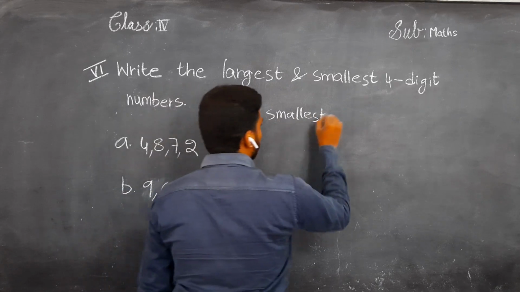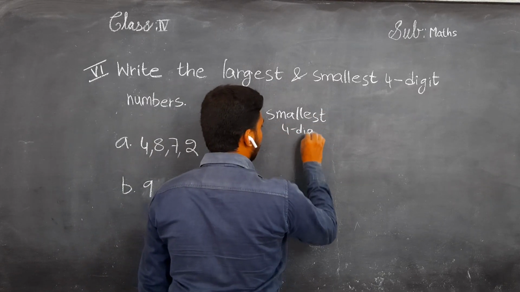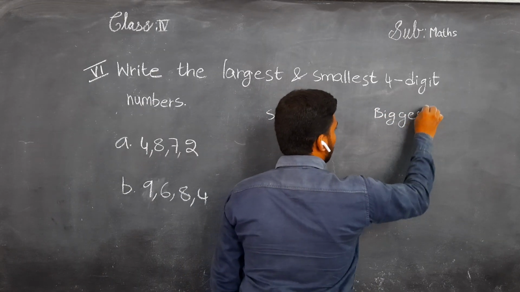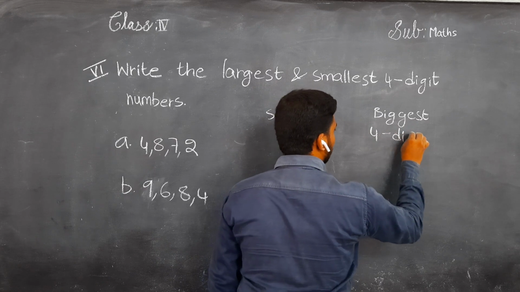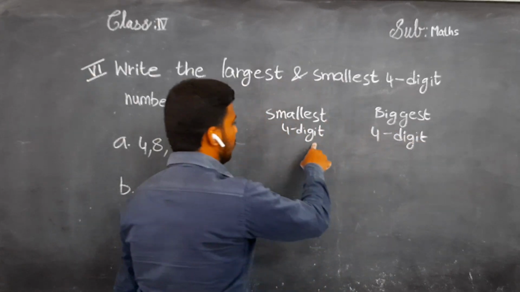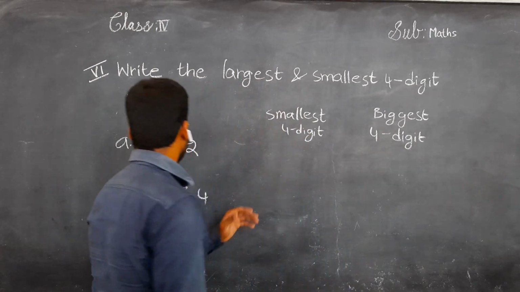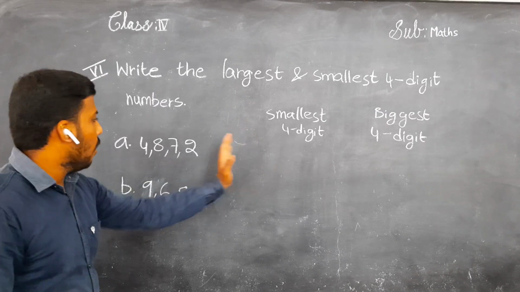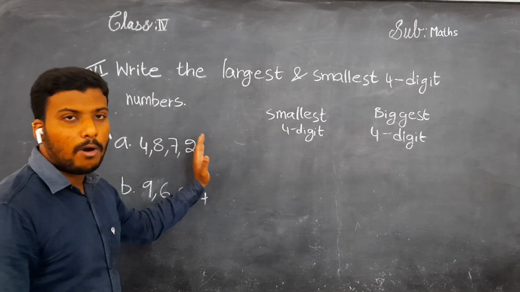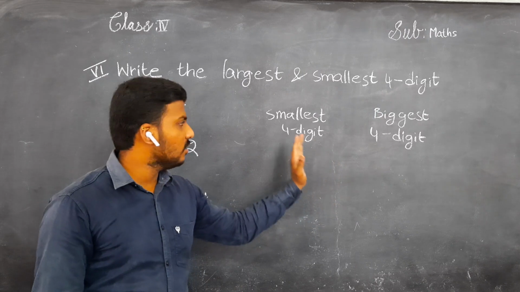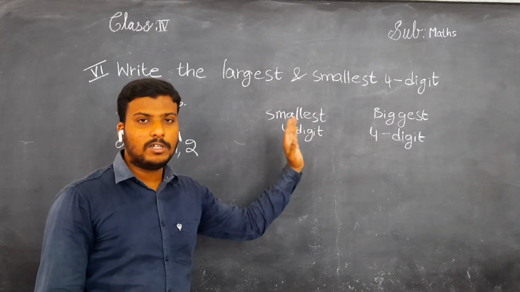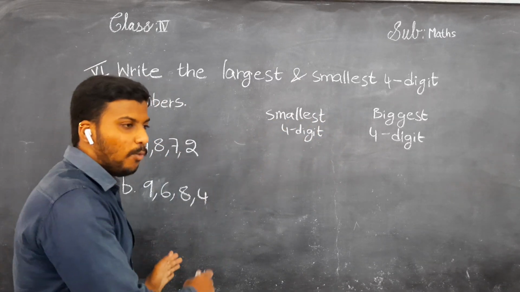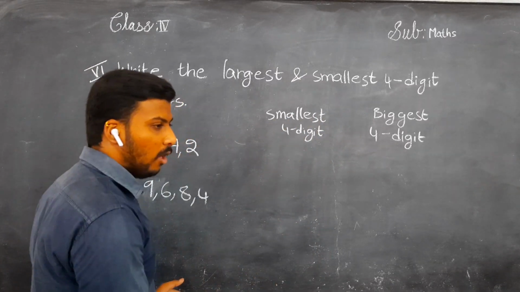Smallest 4-digit number and biggest 4-digit number, we'll see. See, if we want the smallest 4-digit number, then we have to take all the smallest values first. Understand, children? If we want the smallest 4-digit number, then we have to take all the smallest values first, means from small to big. Understand? From small to big.